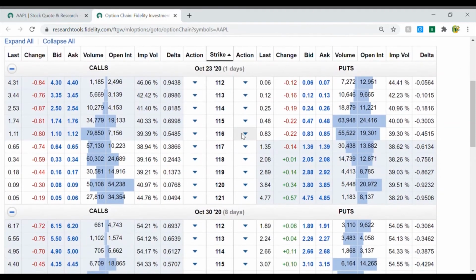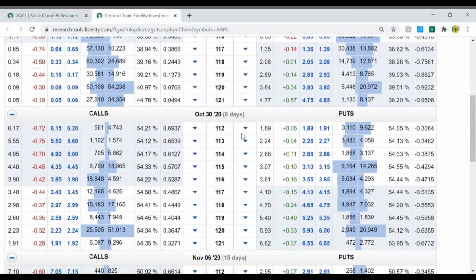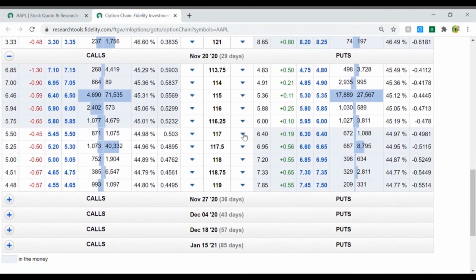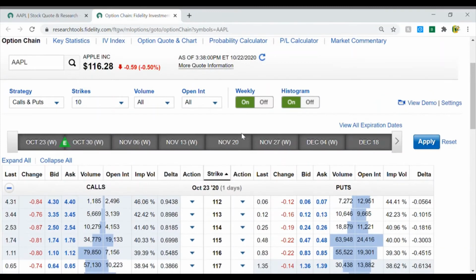The date on top here is representing the expiration date. That is the time that the option will expire. It is done on a weekly basis. It's not every week. Sometimes they'll skip weeks for holidays, but as you can see, it's typically on a weekly basis.